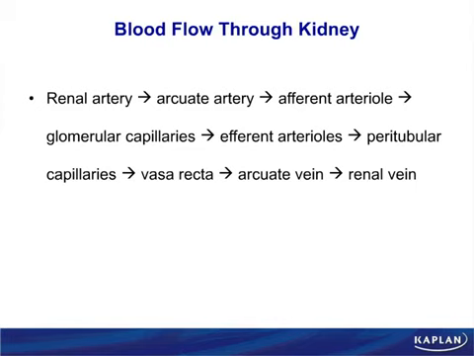So this slide just looks at blood flow through the kidneys. Blood enters through the renal arteries, then becomes the interlobular arteries, then goes through the afferent arterioles, then the glomerular capillaries, efferent arterioles, then peritubular capillaries, and that's where you have reabsorption and secretion, vasa recta, arcuate vein, and then renal vein. So this is blood flow through the kidneys.